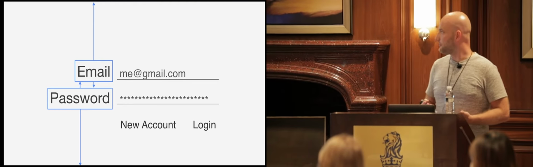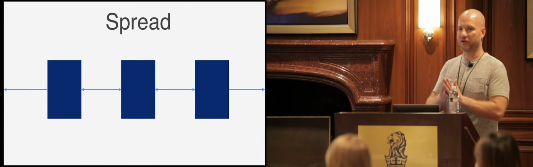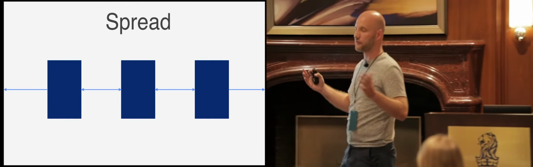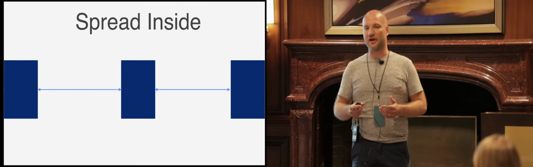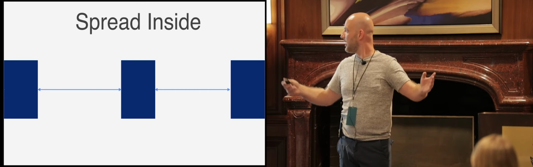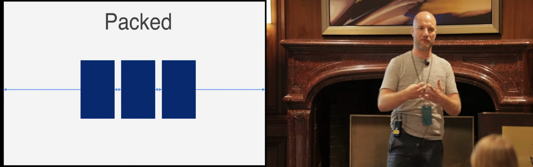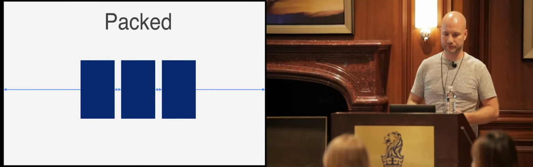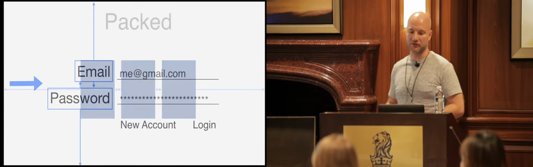So there's 3 different types of chain styles. So there's spread. So this is going to evenly distribute your views across the constraints. Then there's spread inside, which takes the first and the last view, expands them out to the edges. And then there's packed, which tries to put all of the views as close as possible to the center while maintaining the constraints. And so here, obviously, we're going to be using packed.